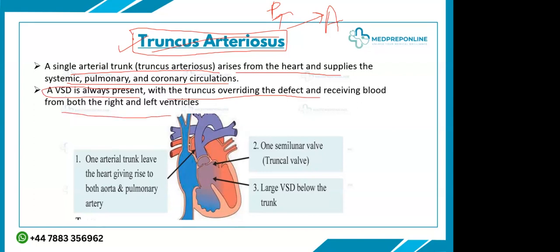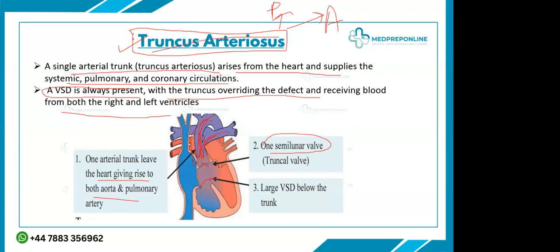So here they have shown this is the truncus arteriosus, and this is the single trunk leaving the heart, giving rise to both the aorta and the pulmonary arteries. So single trunk, and after arising, it is going to divide into the pulmonary artery, and then it is going to divide into the aorta, and there is only one semilunar valve, that is the truncal valve here. And this is a large VSD.